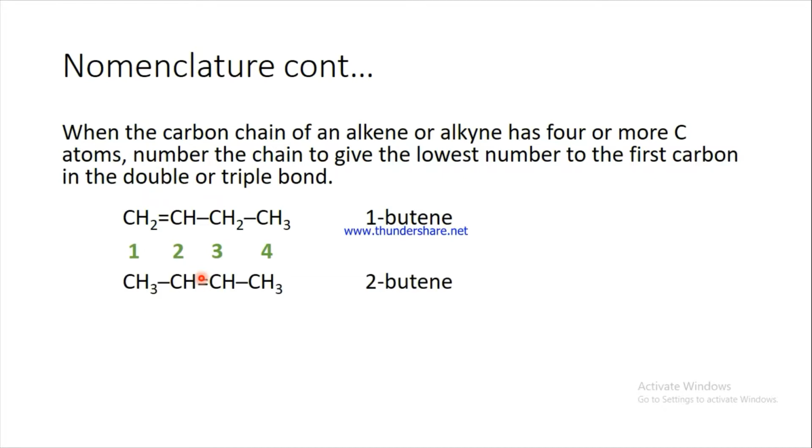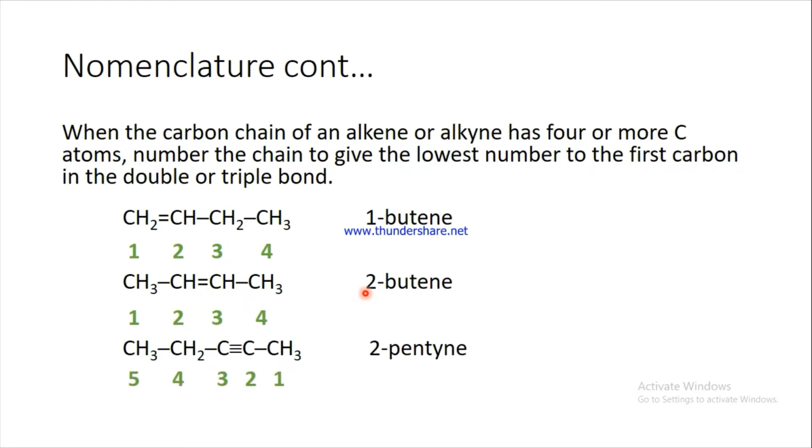As for this one, 1, 2, 1, 2. If we come from either side, it becomes 2-butene. And also as for this one, if we number coming from this end, our triple bond is on carbon number 2. If you come from the other end, it will be on carbon number 3, which is not what we want. So this becomes 2-pentyne.